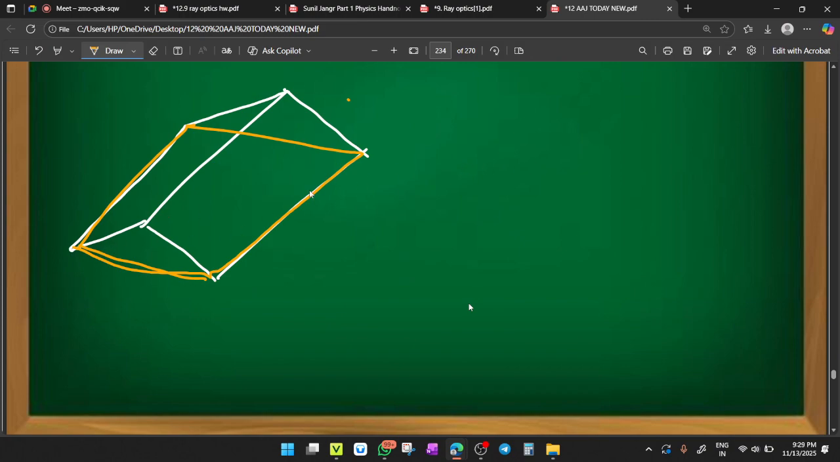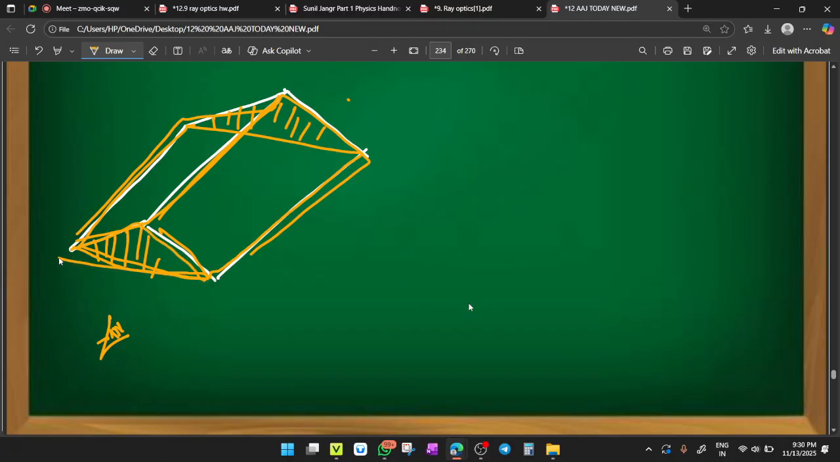So in total there are three rectangular faces. This one on the left side is a rectangle, the one on the right side is a rectangle, and the bottom side is a rectangle, and these two faces are triangular. So when we see the prism from here, we are able to see only this one face. That's why in each diagram we take this triangular face.